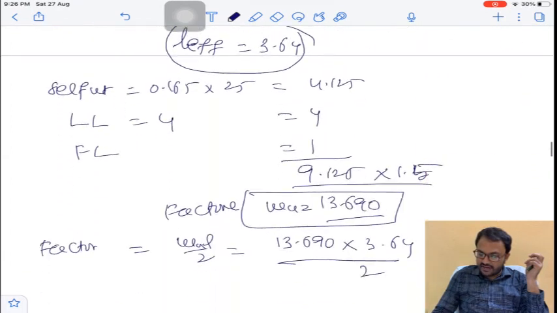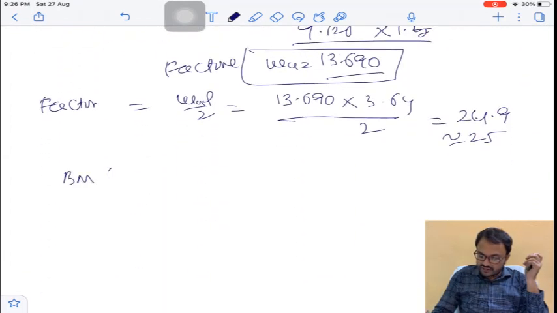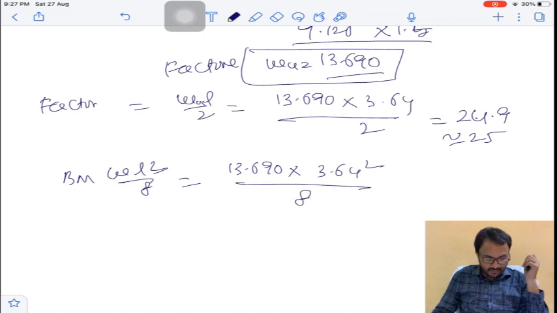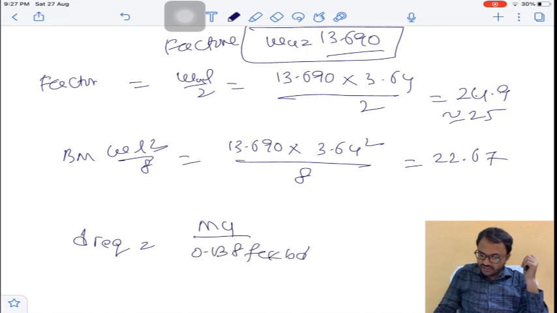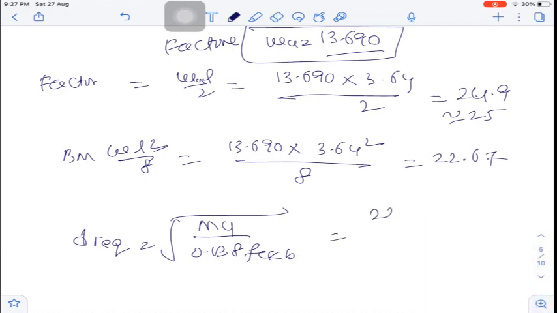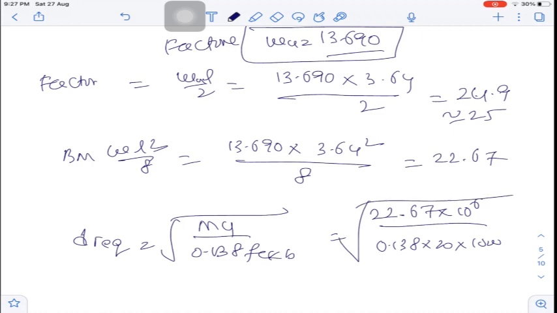And now factored bending moment is WL square by 8. So it is 13.690 into 3.64 whole square divided by 8. It will be 22.67. So by this, depth required we can calculate as D equals root of MU divided by 0.138 FCK B. So MU is 22.67 into 10 power 6, 0.138 FCK 20, B is 1000. So D required is equal to 90.6.